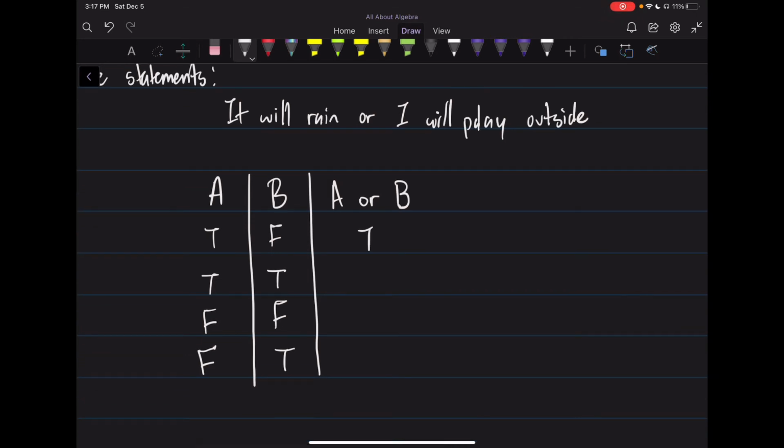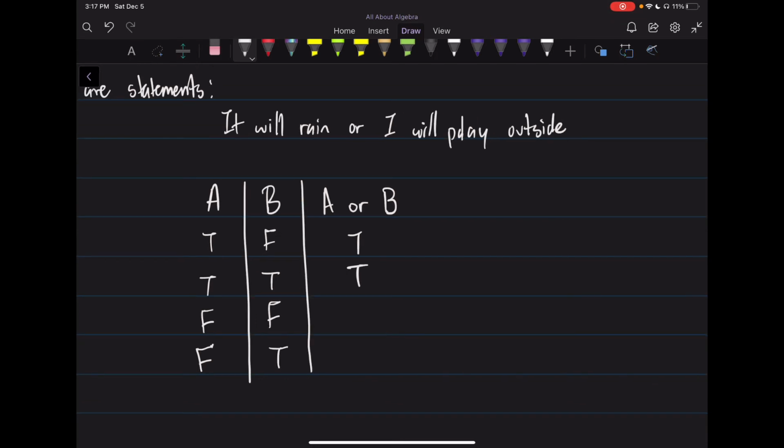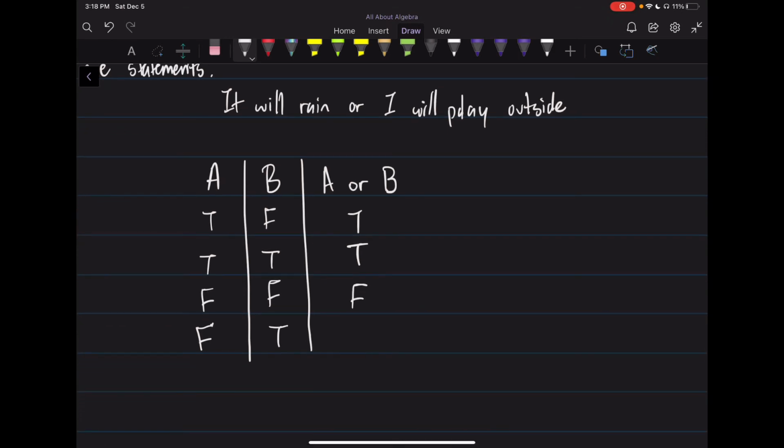Both of them are true. So it will rain and I go outside to play. Well, again, it will rain or I will go outside to play. One of them is met, so this is true. Now in this case, it doesn't rain and I do not go outside to play. So none of my conditions are met, which means it's false. And again, in this one, I go outside to play, but it doesn't rain. But that doesn't matter because one of the conditions is met.